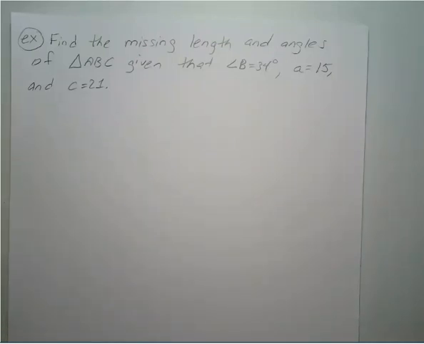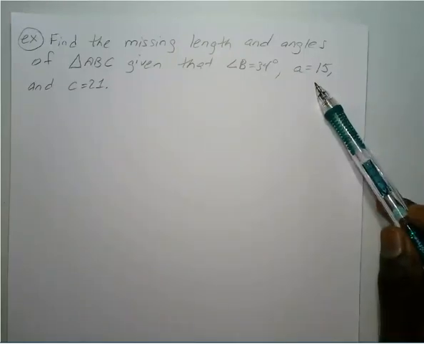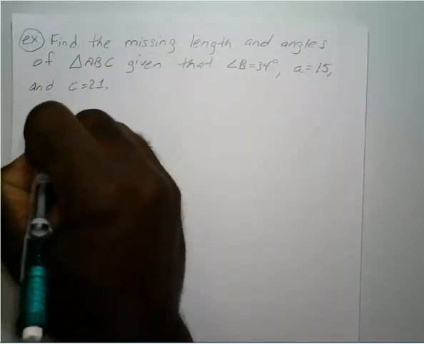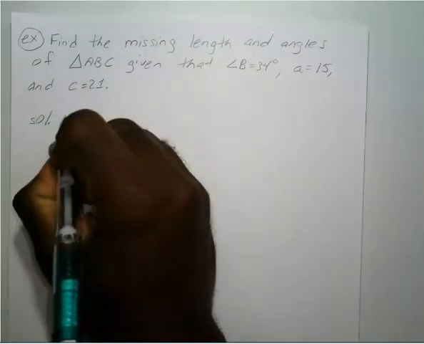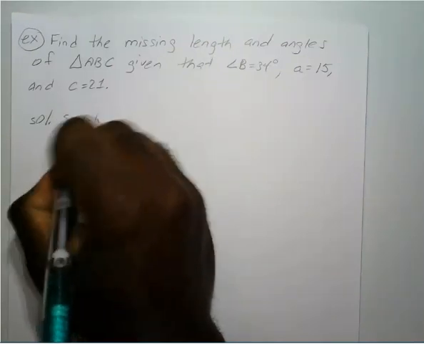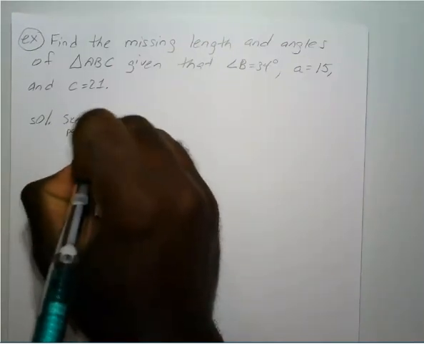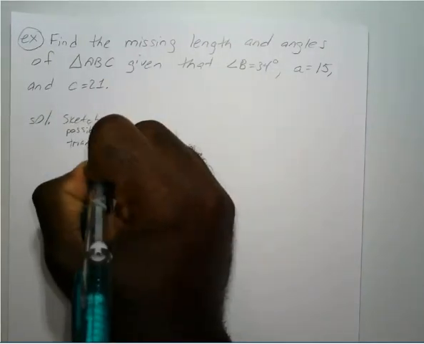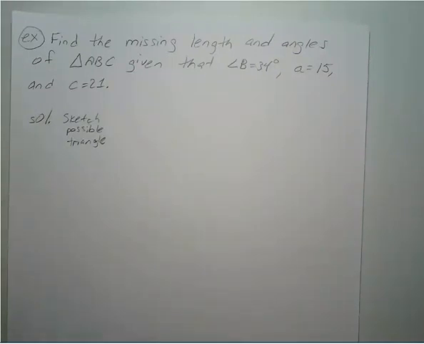Okay, so let's say we want to find the missing length and angles of triangle ABC, given that angle B is equal to 34 degrees, side a is 15, and side c has a length of 21. And again, the first thing you want to do, at least the first thing I do, is sketch my possible triangle. Again, we have no idea what the triangle looks like, so this is just something to help us visualize.